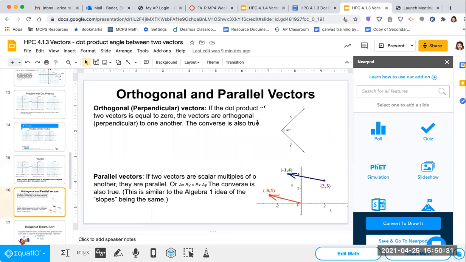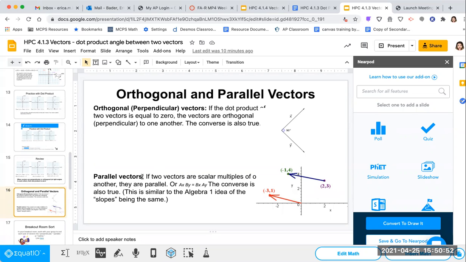So just a quick recap of that. If the dot product of two vectors is equal to 0, the vectors are orthogonal or perpendicular to one another. And then the converse is also true, that if vectors are orthogonal to each other, their dot product is 0.